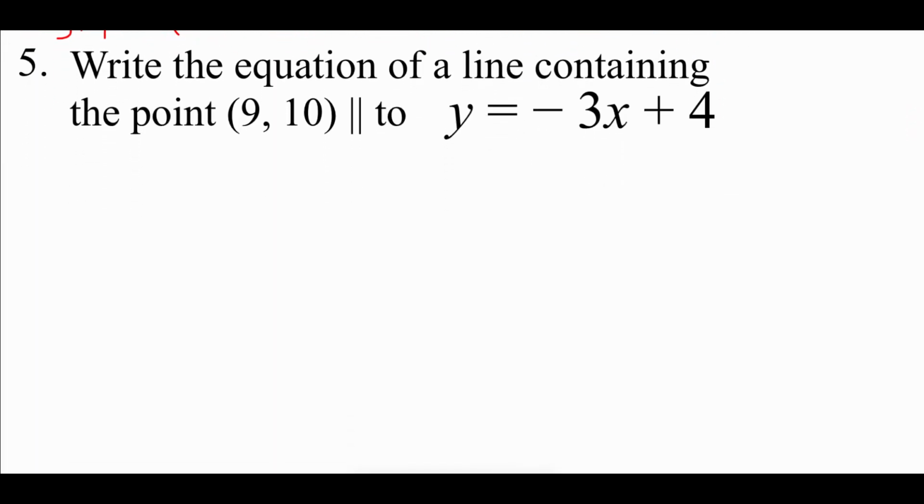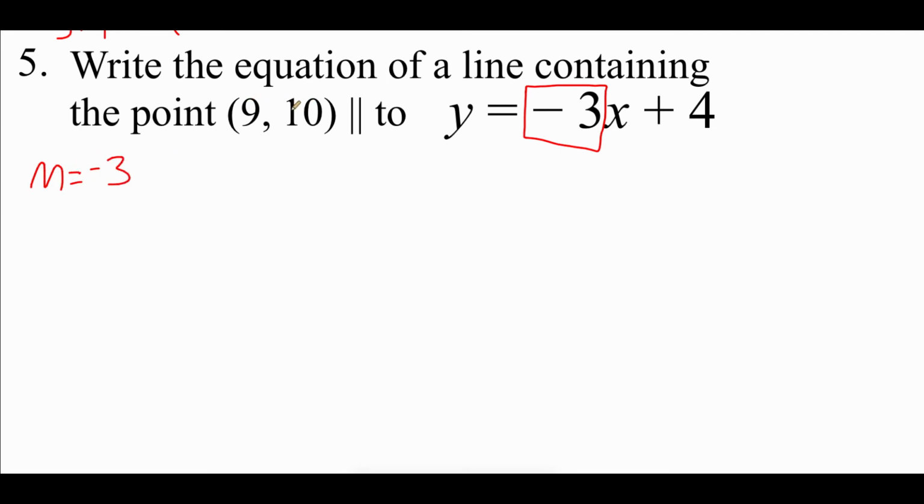Now, as we look at problem number 5 here, we're going to write out an equation for a line that contains the point 9, 10 and is parallel to y equals negative 3x plus 4. Now, this equation is already written in slope-intercept form, so it should be fairly easy for us to identify the slope. It's the number in front of the x. That's our m value. Because we want parallel lines, we want to use the exact same slope, so we're going to use a slope of negative 3.